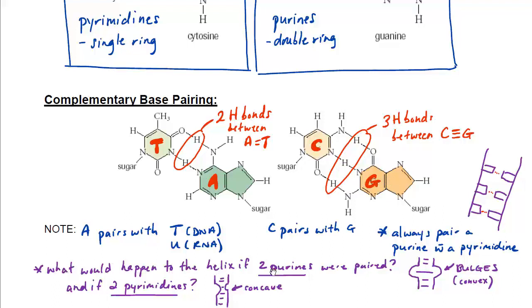If the helix happened to have 2 purines paired together, and this is the type of question that ends up on the test, 2 purines together, well, the purines are the double rings, you would actually have 1, 2, 3, 4 rings wide. Okay? If that's the case, then you'd see a bulge or a convex section. This would bow out. And if it was 2 pyrimidines, only 2 single rings, well, it should be 3 wide, you're going to see a dip or a concave section.